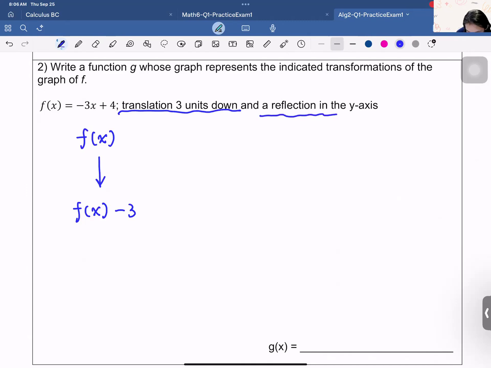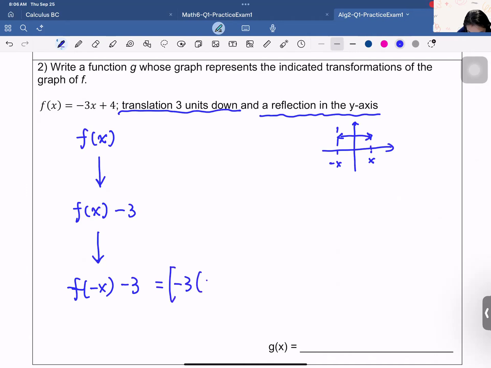And a reflection in the y-axis. When I reflect in the y-axis, positive x becomes negative x, so f of negative x minus 3. For my final answer, I plug in f of negative x, the whole thing minus 3. So this is positive 3x plus 4 minus 3 plus 1. So g of x is 3x plus 1.